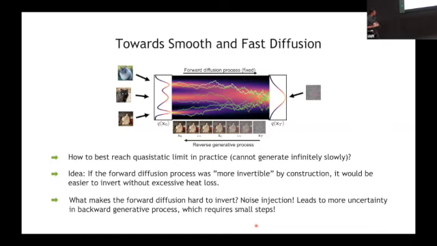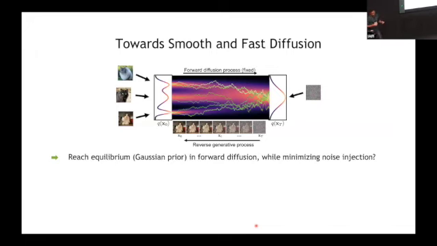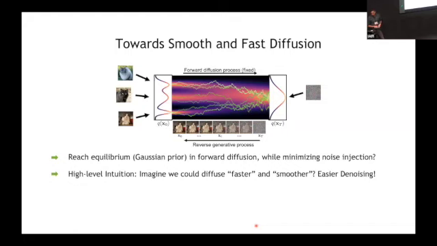So then let's ask ourselves what really makes this forward diffusion process hard to invert? Well, it's the noise injection, kind of obviously, because that leads to more uncertainty in the backward generative process ultimately. And because of that, you then require all these small steps. So can we somehow reach this equilibrium distribution, this Gaussian prior distribution, which is the equilibrium distribution towards which we want to walk in the diffusion process, while minimizing the amount of noise injection? This is the intuition we have been thinking into. So could we somehow diffuse faster and smoother, which should intuitively lead to easier denoising?